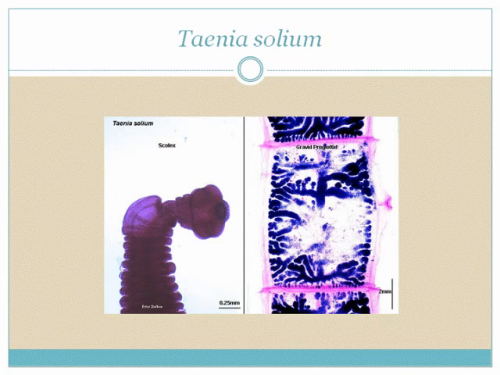Here we have a picture of the scolex of Taenia solium. It has hooklets and suckers. And then the gravid proglottid has 7 to 14 uterine branches.